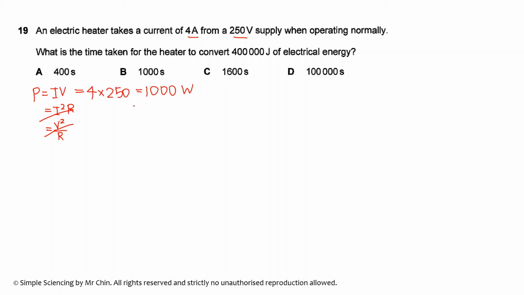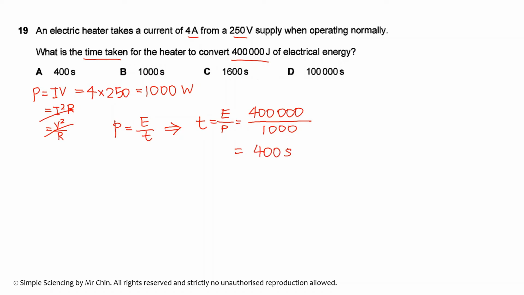What do you need to find? We have to find the time taken. You are given the energy. So recall that power is equal to the energy over time. We want to find the time. By rearranging this formula, time equals energy over power. So the energy is 400,000. The power is 1000. Calculate this, you will get 400 seconds. So the answer is A.